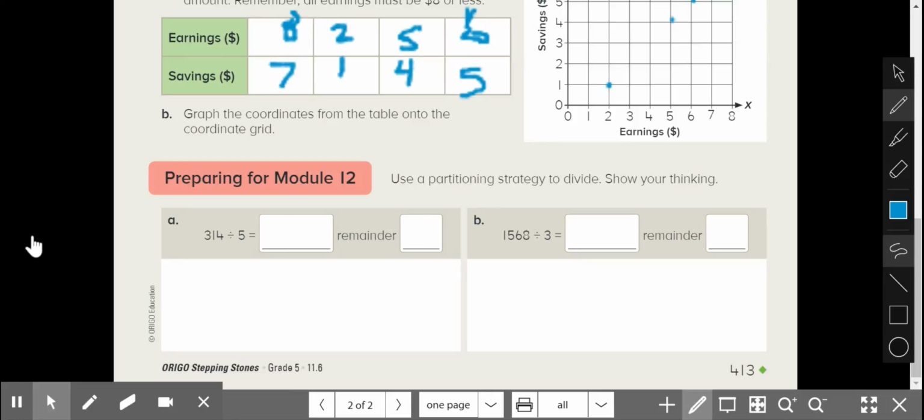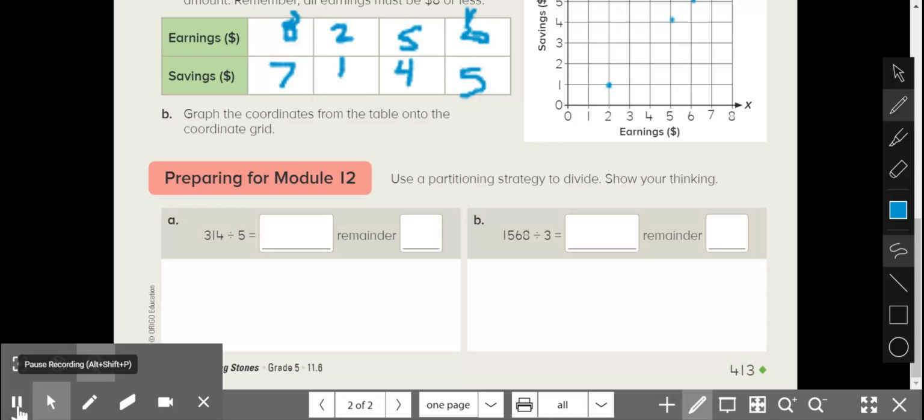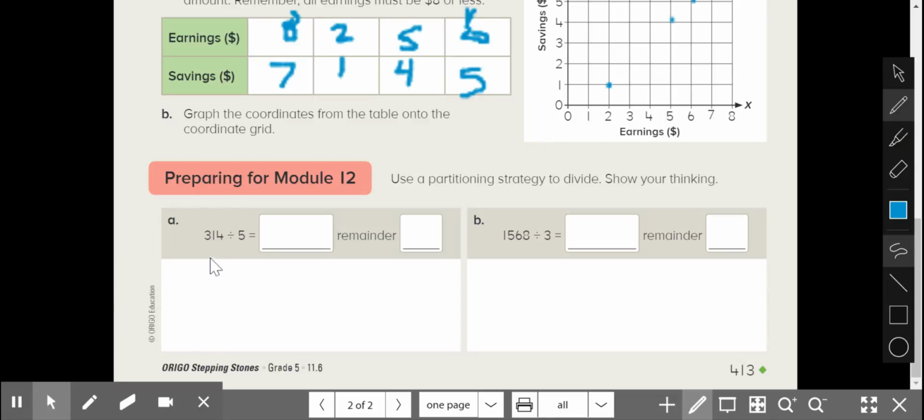This last section is preparing for Module 12. I'd like you to go ahead and try and use a division strategy to solve these problems. Both of them do have remainders. After you've solved them both, then I would like you to unpause this video so that you can watch me work through it as well. Now pause your video.